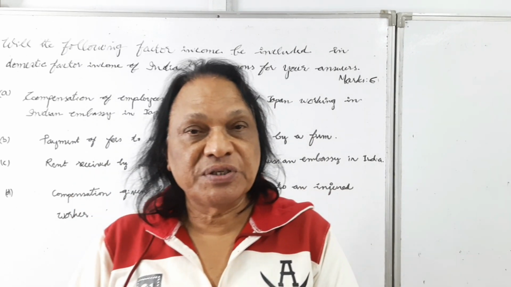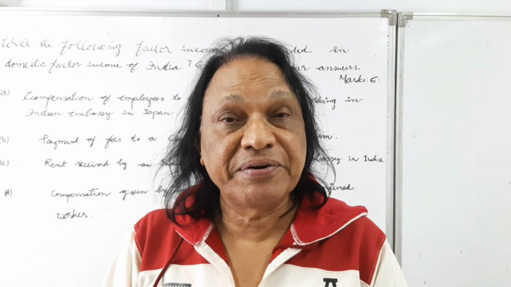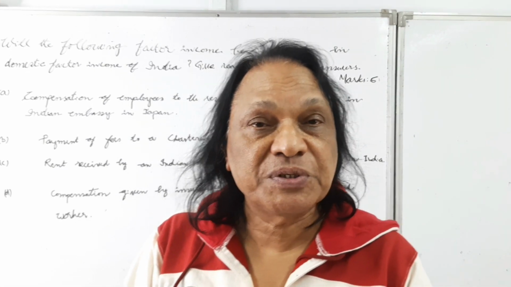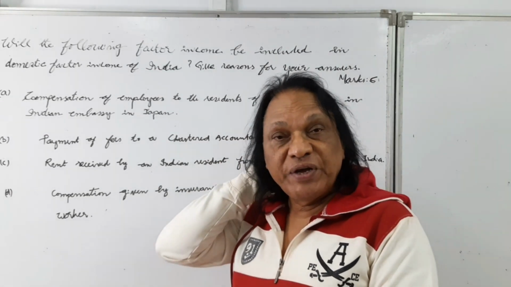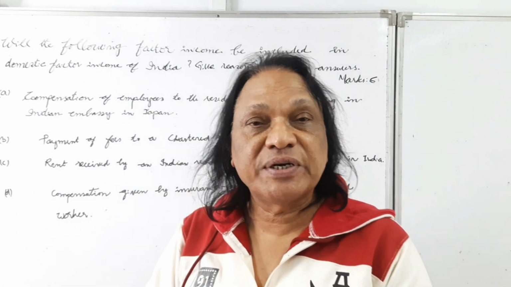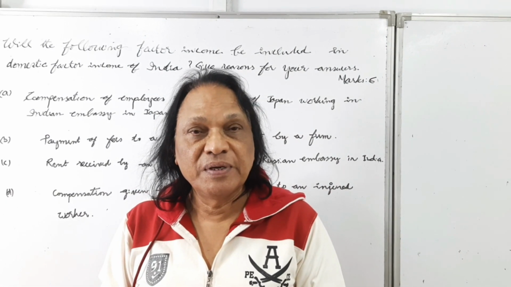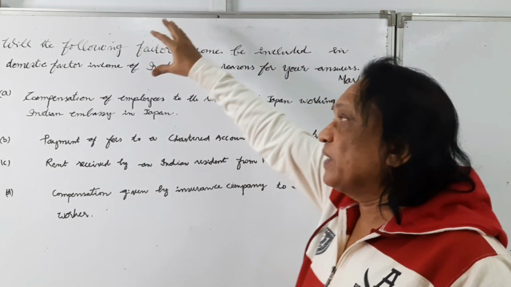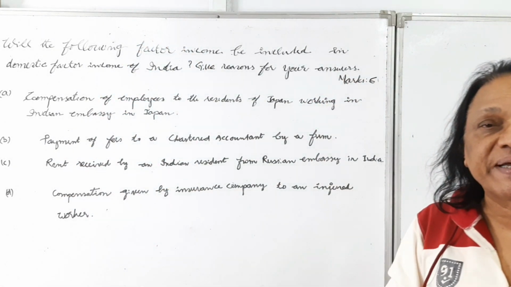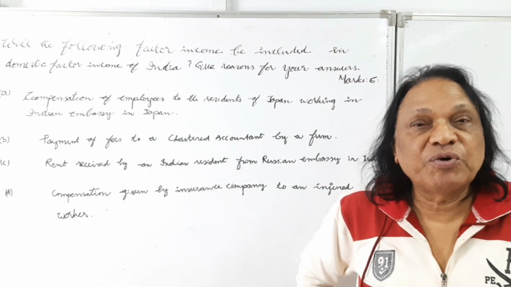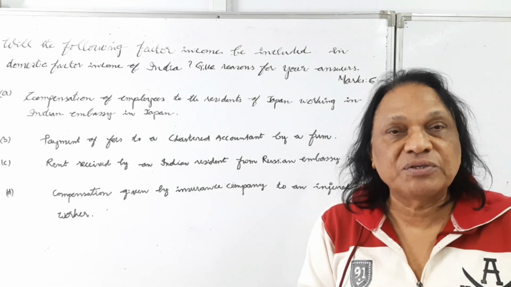Today we'll be discussing some objective type questions. One of these questions for 6 marks that came earlier in the sample papers is, should we include these values while calculating domestic income or national income? The question goes like this for 6 marks. It's divided into 3 parts. Each part carries 2 marks, where you are not supposed to write too much, right to the point.